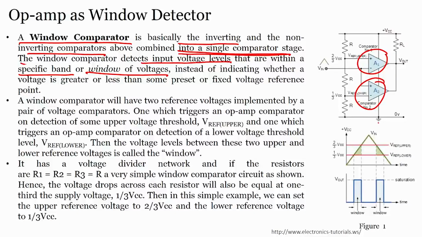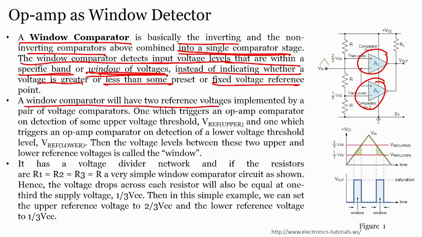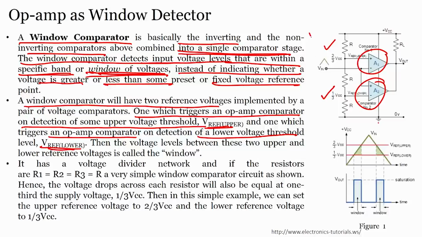Let us see again. The window comparator detects input voltage levels that are within the specific band or window of voltages instead of indicating whether voltage is greater or less than the preset or fixed voltage reference point. So, a window comparator will have two reference voltages, reference voltage 1 and reference voltage 2, implemented by a pair of voltage comparators, one which triggers an op amp comparator on detection of some upper voltage threshold V reference upper, and one which triggers an op amp comparator on detection of lower voltage threshold V reference lower. Here is V reference upper, this is V reference lower.